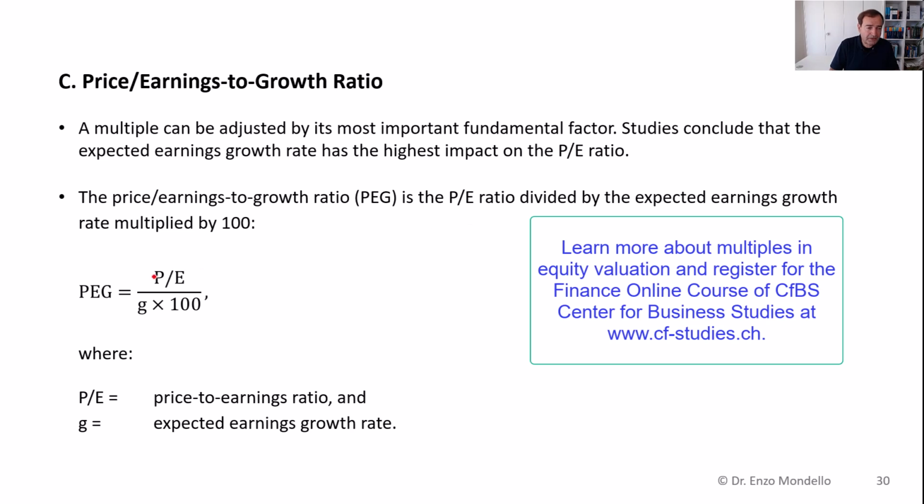Equity securities with a low PEG ratio are attractive securities because they have a low PE ratio, so they appear to be undervalued, and they have a high growth rate. That means in addition to having the value bias due to the low PE ratio, we also have a growth bias due to the high growth rate.